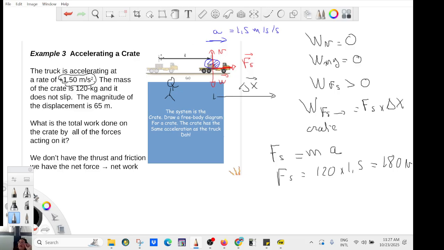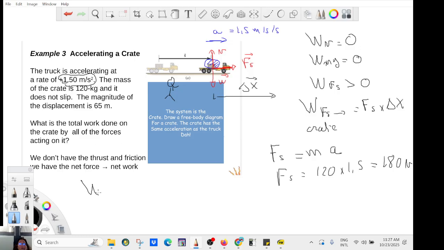Algebraically it's easy. Conceptually, not that easy. You really have to understand what's going on. If something is accelerating, that means there is a net force. That net force has to be in the same direction as the acceleration. You have to focus on the crate because they talk about the crate, they don't talk about the truck.